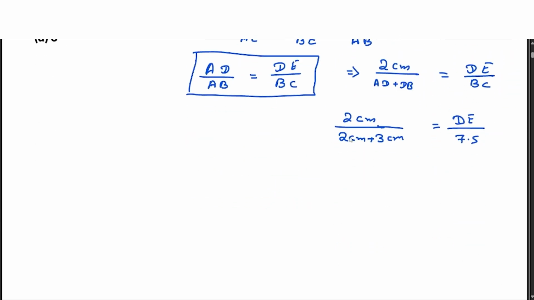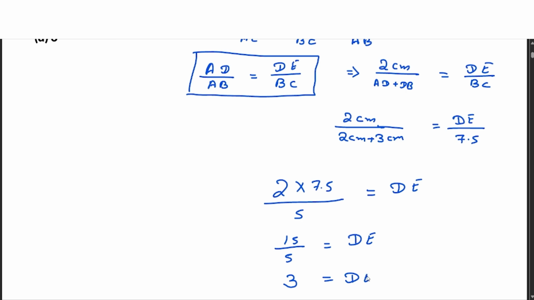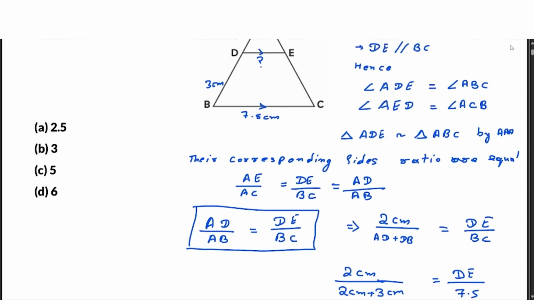Now we can solve this simply with cross multiplication. So 2 times 7.5 over 2 plus 3 is equal to DE, which means 15 over 5. 15 divided by 5, you will get 3 is equal to DE. So the option is exactly 3 centimeter. Hope you got it clear.